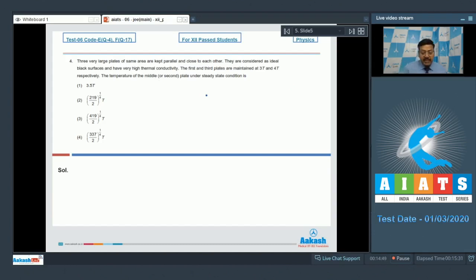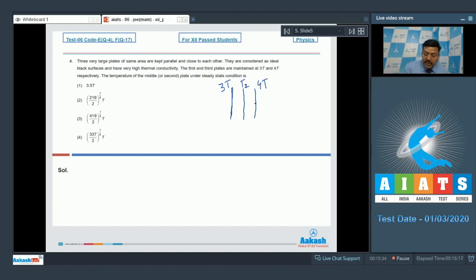Well, the situation is something like this. We have 3 very large plates. Let's arrange them like this. So this is the first plate, this is the second plate, and let's say this is the third plate. The first one is maintained at temperature 3T and the third one is maintained at temperature 4T. Assuming steady state conditions and ideal conditions, we are considering that these plates are ideal black surfaces. Let's assume that the temperature of the middle one is T2.